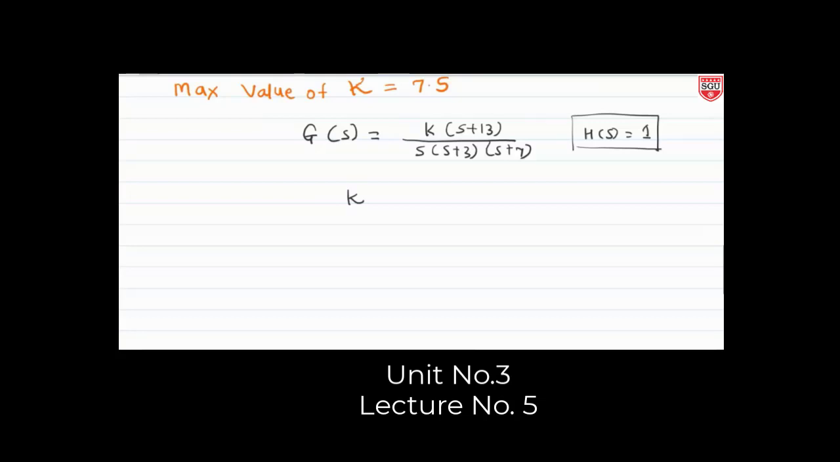Is it clear what your homework is? Make the screenshot. I will just give the hint. We have to find the transfer function. In that transfer function, 1 plus g of s into h of s is equal to 0. You have to equate it to 0, then you will get one equation. From that equation, we have to draw the Routh's array, and from that Routh's array, find out the range of K, the maximum value and minimum value. That is your task.